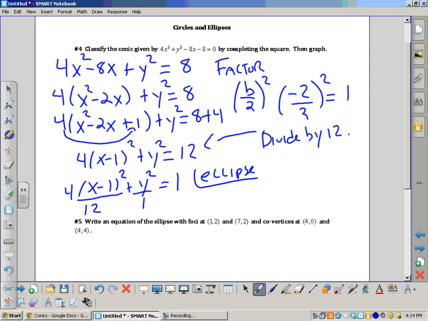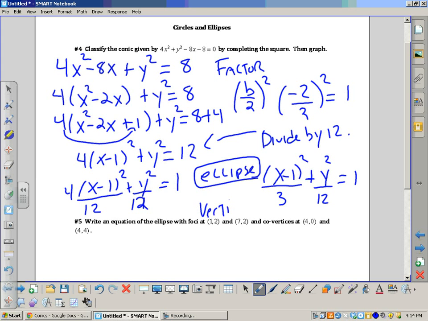I always like ellipses because they're separated by addition, and they're very much like circles. Oh, wait a minute. Whoops. This is over 12. There's my equation of the ellipse. And let's classify it: since the bigger number is underneath the y, this is a vertical ellipse. And we are going to graph it in 1 second.